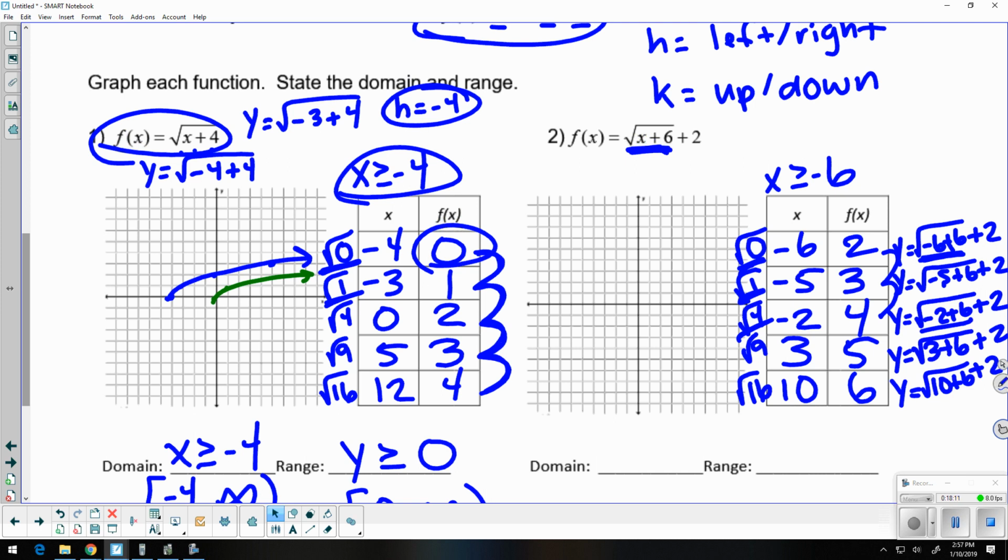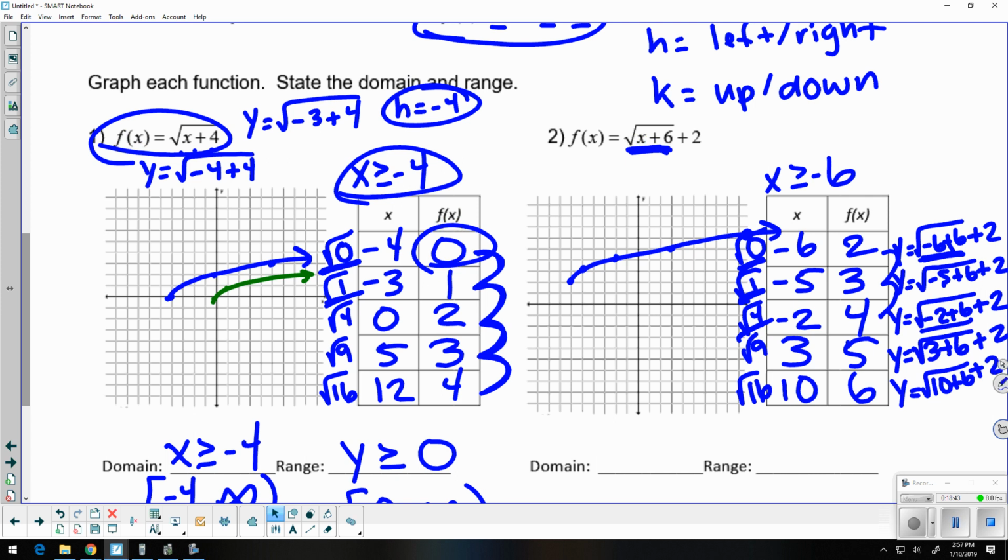So going back 1, 2, 3, 4, 5, 6, up 2. And then going back 5, up 3. Going back 2, going up 4. Then we go back 1, 2, 3, going up 5. And then 10, I think I can squeeze this one on. 1, 2, 3, 4, 5, 6, 7, 8. Yeah, it's all the way at the end here. 10, and then going up 6. It's kind of going into my work a little bit, but that's okay. But there's your graph. Again, do not make it go backwards.